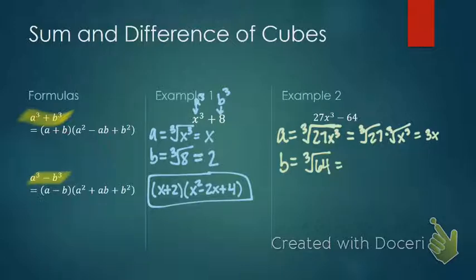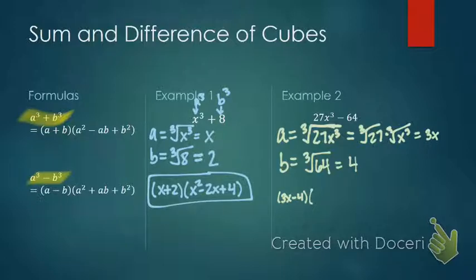And again, we're looking for a number that you multiply by itself 3 times and get 64. I'll just tell you it's 4. Then the second formula is what I'm going to use because there is a minus sign in between the 27 and 64, so I'm going to use the formula that has a minus sign in it. So we have a minus b, so 3x minus 4. And then we have a squared.